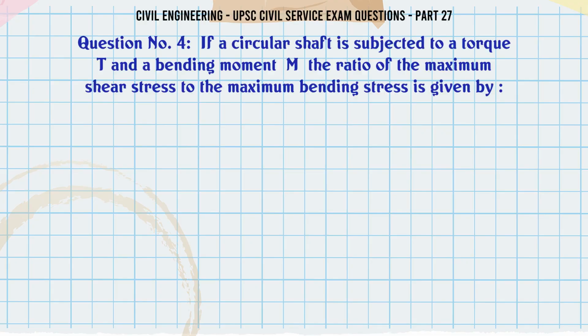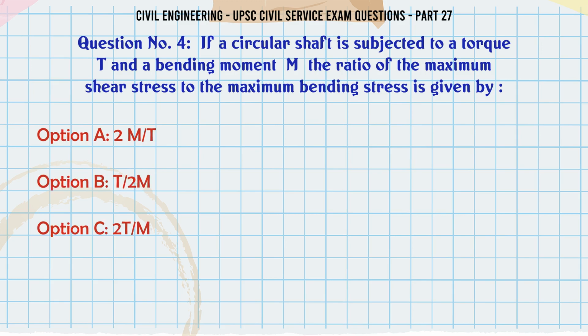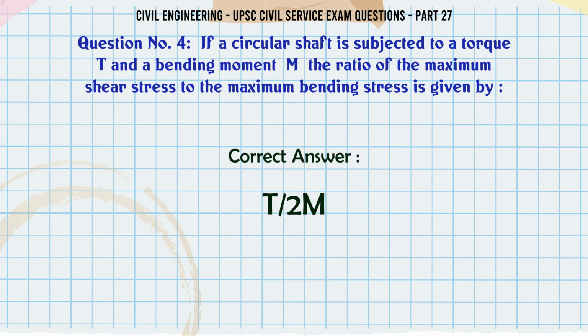If a circular shaft is subjected to a torque T and a bending moment M, the ratio of the maximum shear stress to the maximum bending stress is given by A. 2M/T, B. T/2M, C. 2T/M, D. M/2T. The correct answer is T/2M.